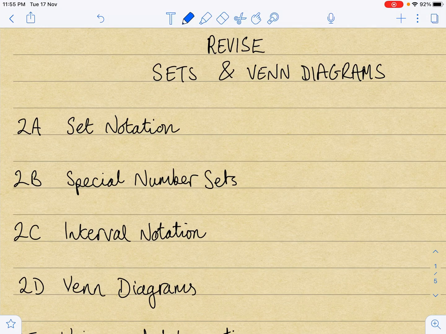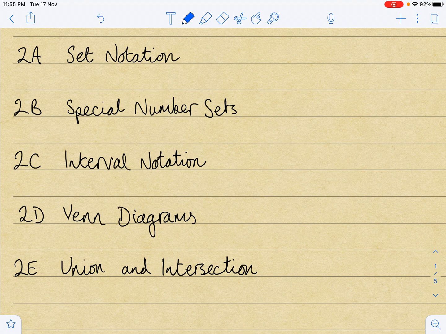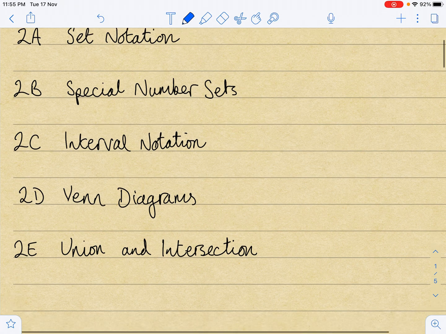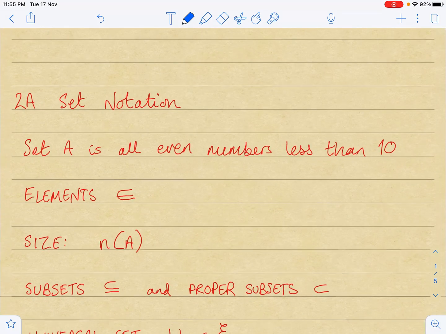Right, this is a review of sets and Venn diagrams, and we're going to cover set notation, special number sets, interval notation, and then Venn diagrams, union and intersection. So here we go. Set notation, there are a lot of symbols that you will have to recognise.